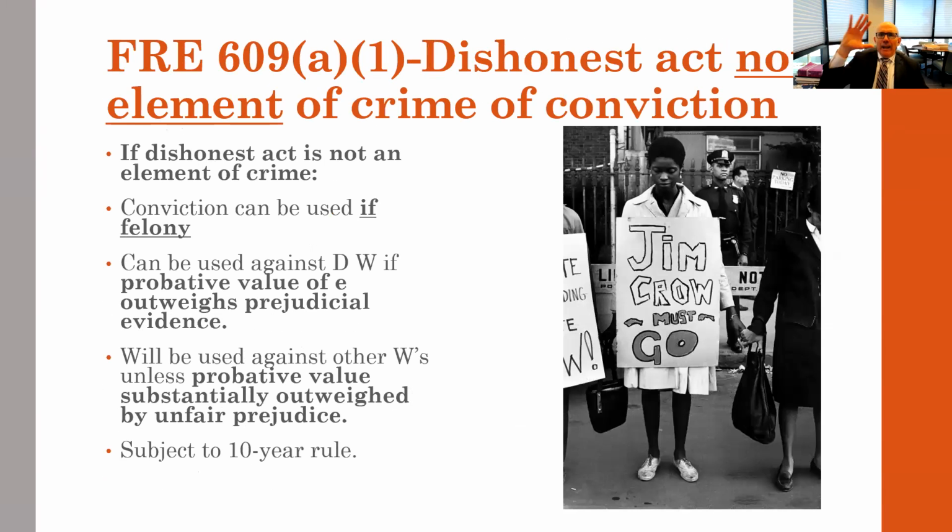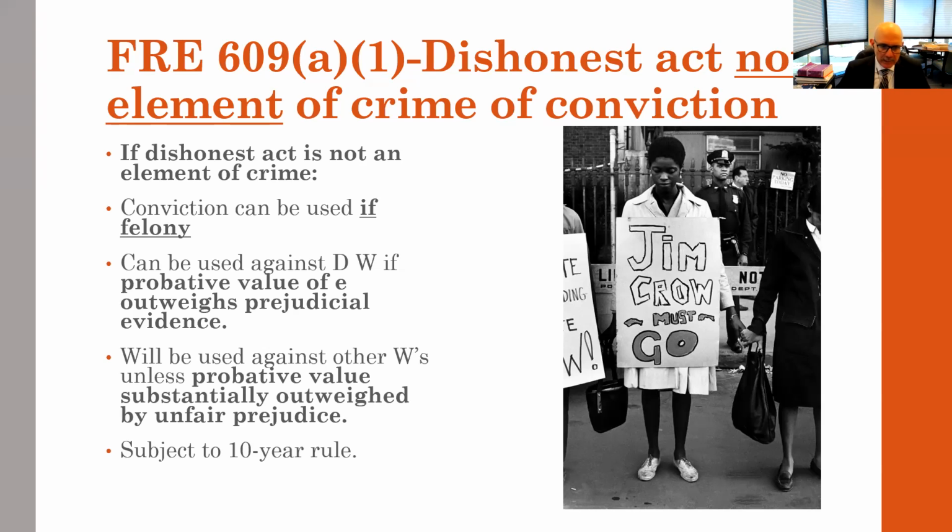If dishonest act is not an element of the crime of conviction, then the conviction comes in only if it is a felony. And here's again the distinction that I drew before between a defendant and other witnesses. The prosecution can only use a prior conviction against our client if the probative value outweighs the prejudicial effect of the evidence. Prosecutors very conveniently ignore that subsection, and oftentimes judges are completely unaware of that, simply because oftentimes they don't care because they're a client.